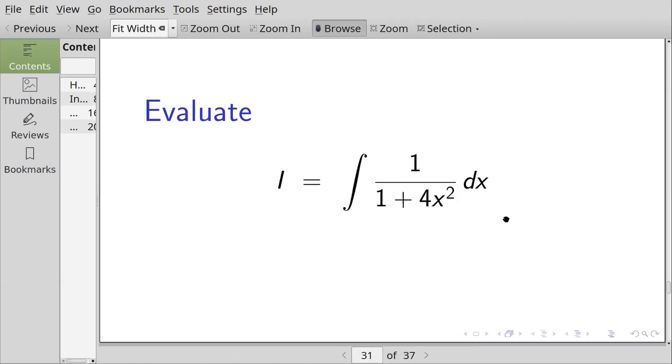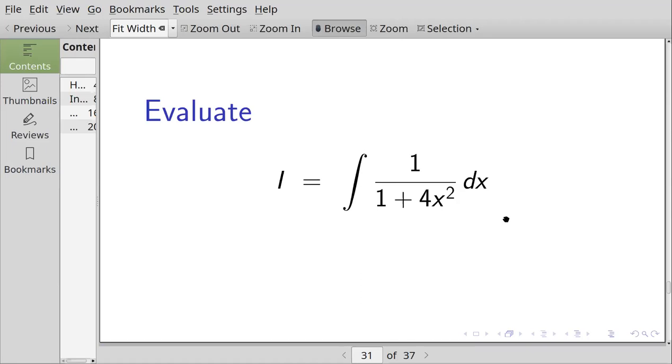Okay. All right. So you can let u equal 2x, right? And then du is equal to 2 dx. So the integrand becomes 1 over 1 plus u squared. If I let u equal 2x, the integrand becomes 1 over 1 plus u squared. That I know how to handle. Now, du would be 2 dx. So dx is equal to 1 half du.